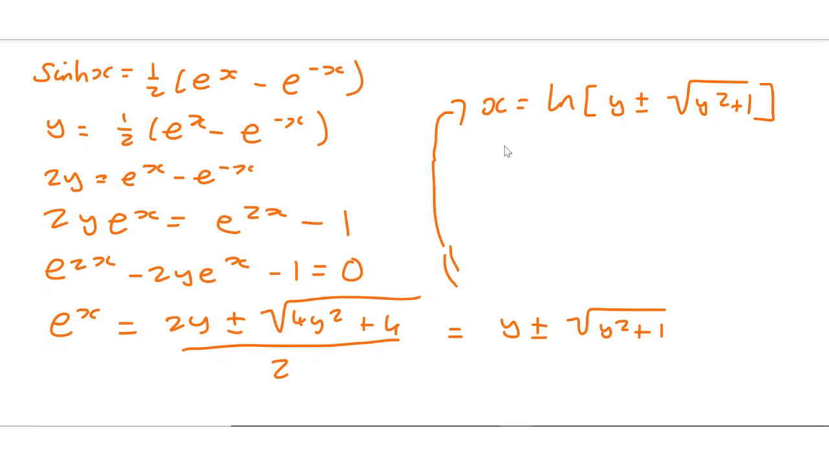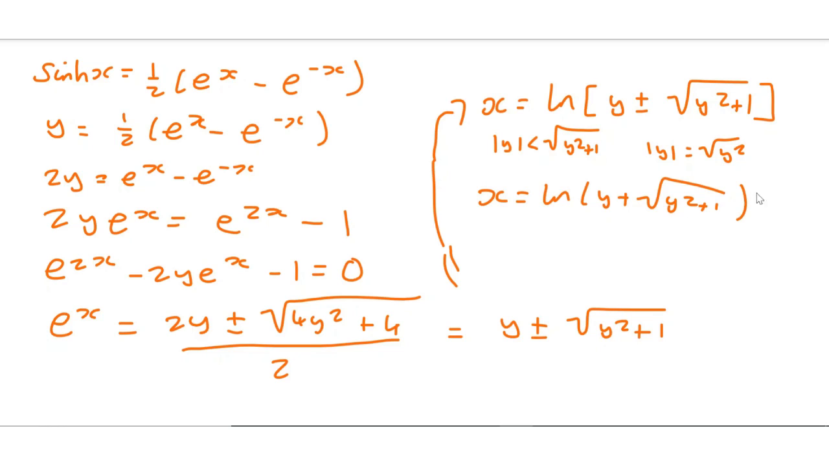It actually turns out that the modulus of y is always less than the square root of y squared plus 1, because the modulus of y, the size of y, is by definition equal to the square root of y squared. So when we're subtracting the square root of y squared plus 1 from y, we're always going to get a negative argument inside ln, and the natural log's not defined in that region. So the actual function we get is x is equal to ln(y plus the square root of y squared plus 1). Okay, and so that's our inverse function.